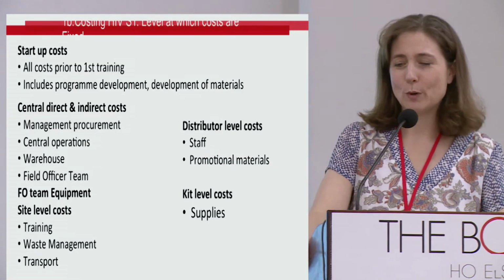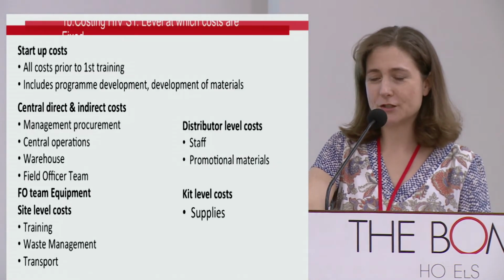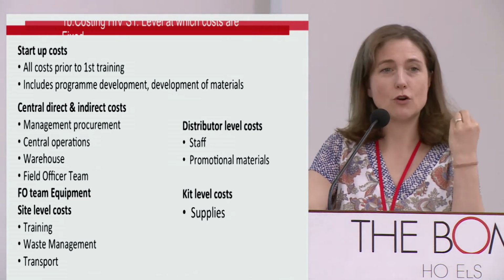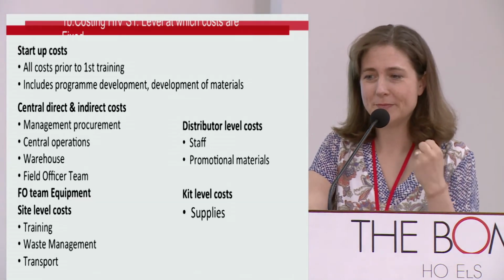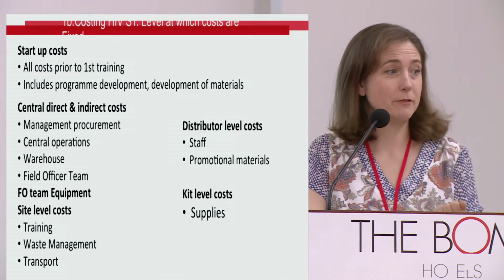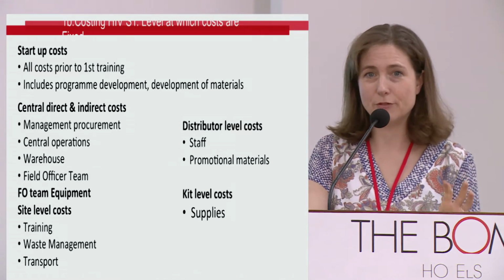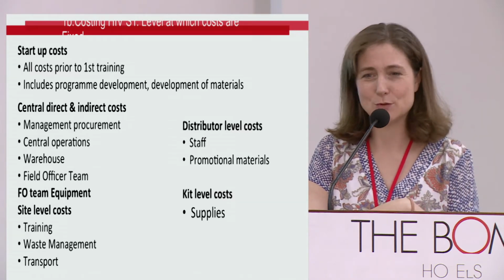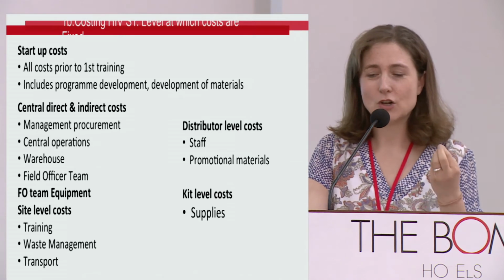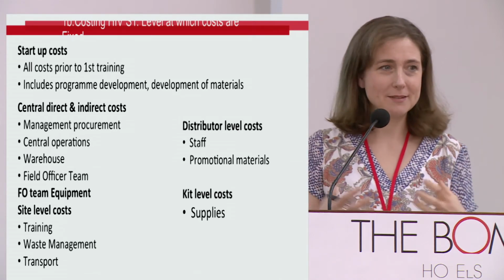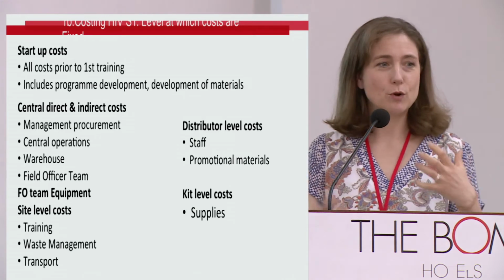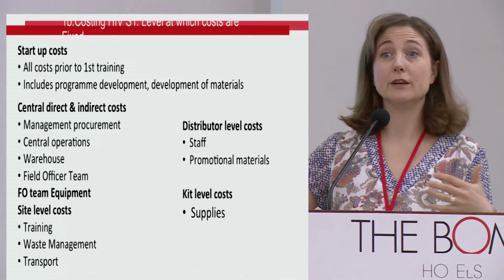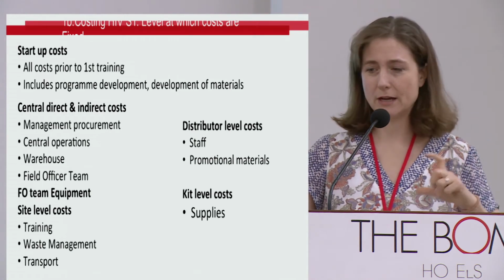Okay. So what we did, our actual practical example, we identified the startup costs. So those are all the costs incurred before the first training. Program development, development of materials. You only have to do that once in the life of a program. So we only need a 1 in our multiplier, and we don't need to repeat it as we expand. Central costs, we may need to expand a bit as your program expands, but you won't need to expand it linearly for each district that you expand to, or linearly for each kit. So that's why we're separating out all these costs.